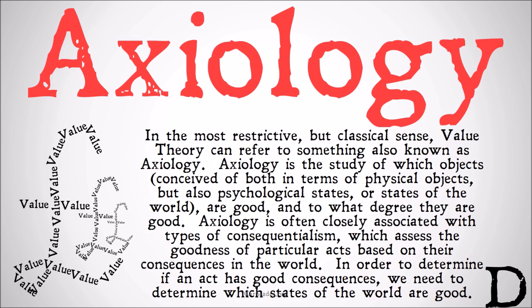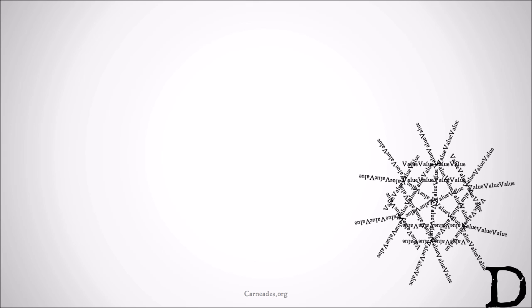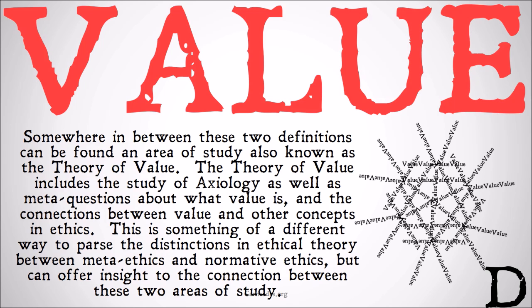In order to determine if an act has good consequences, we need to determine which states of the world are good to have and which ones are not. Therefore, axiology might be considered a subheading under consequentialism, but it also might be considered a subheading under the theory of value. And this is somewhere in between these two definitions because it's larger and more expansive than axiology, but it's definitely not as large as value theory in the very general sense. And this is also referred to as the theory of value.